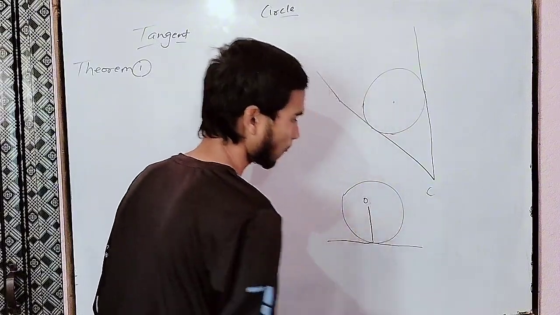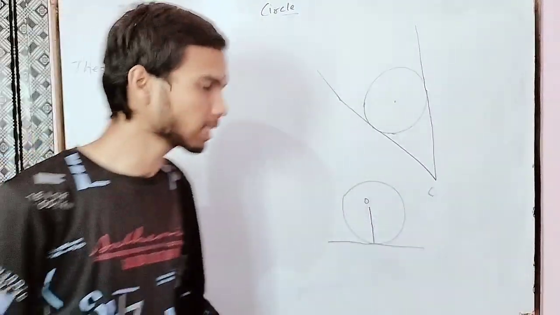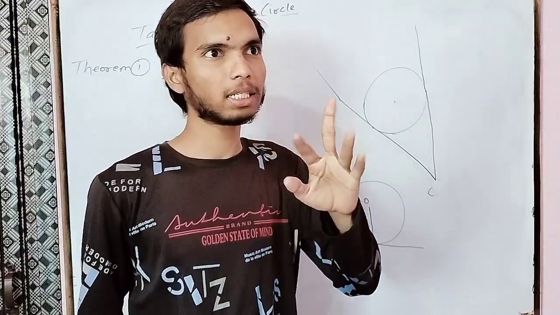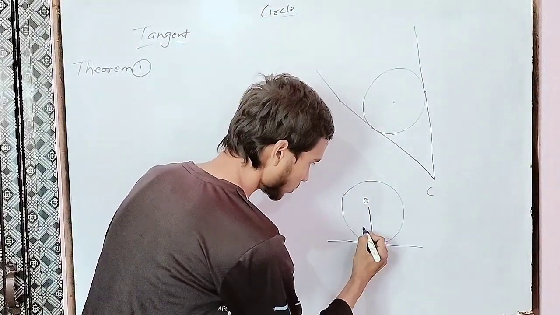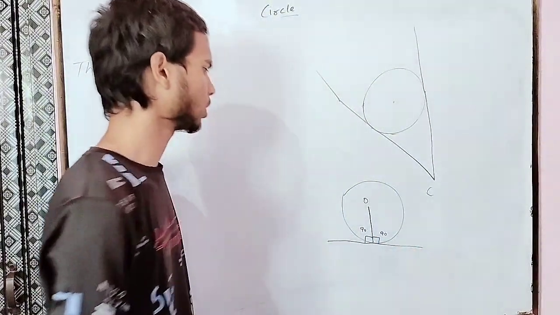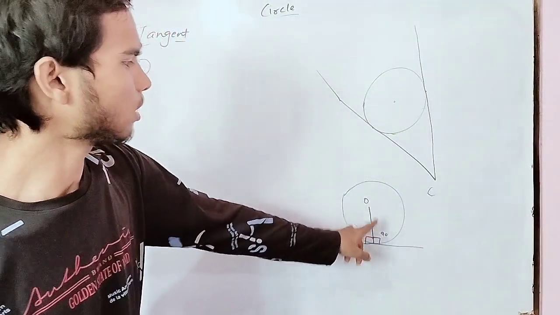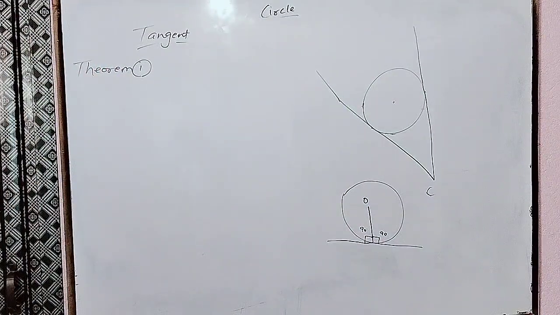Otherwise, you can say a line which is coming from the center is bisecting the tangent line. So here this will form 90 degrees. You are already aware, this will form 90 degrees. So this line is bisecting the tangent line. This is what theorem number 1 says.